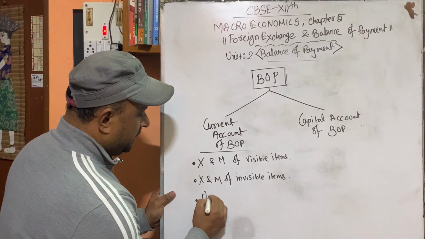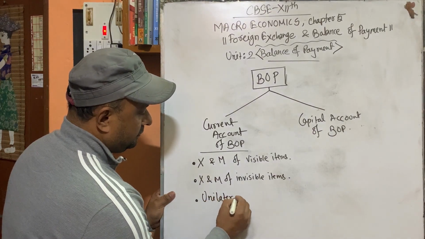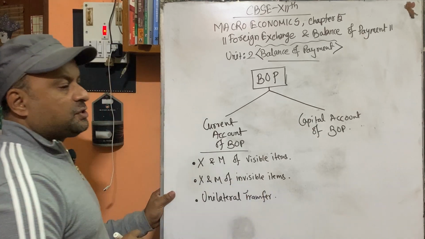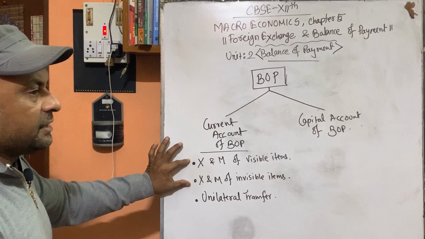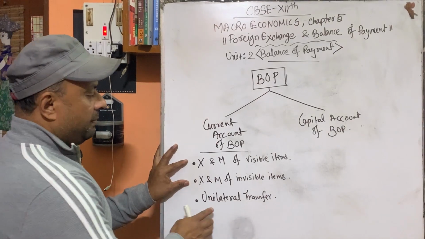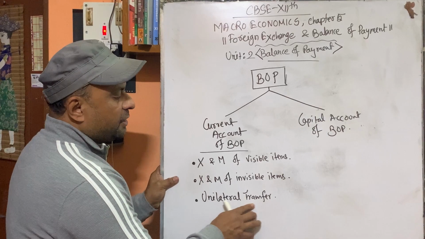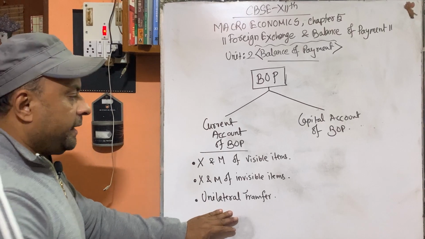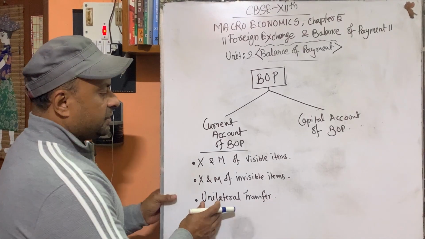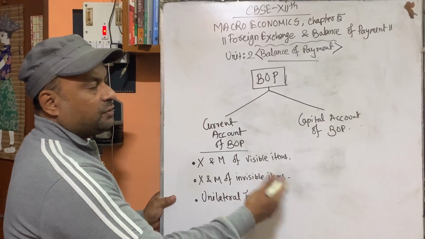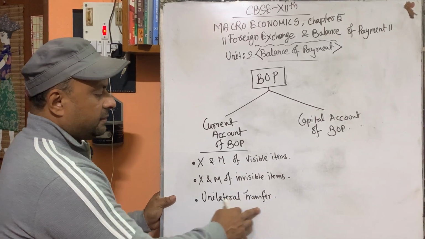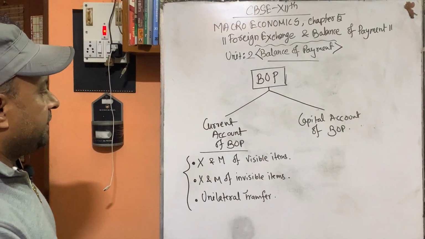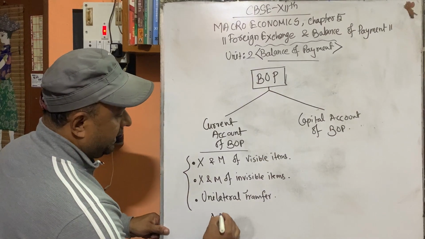Third one is unilateral transfer. Unilateral transfer means one-way transaction. These two are two-way transactions: we are exporting, we are importing. But unilateral means one-way transaction. Suppose the India government gives any kind of assistance to another country. This is a unilateral, one-way transaction. In return, we may not expect anything. Gifts, grants, donations given to another country or received from another country, this is unilateral transaction. These three come under current account of BOP, which does not affect the asset and liability status of the country.